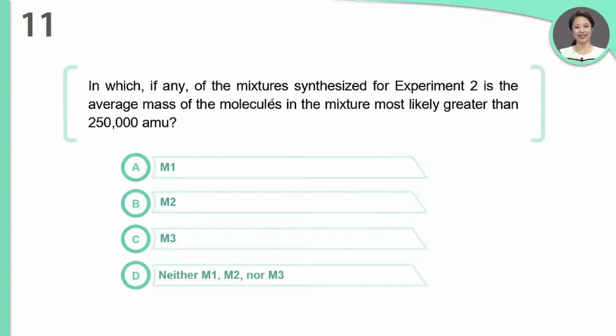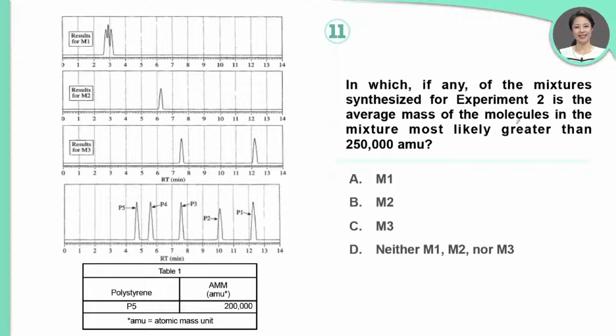Question 11. In which, if any, of the mixtures synthesized for experiment 2 is the average mass of the molecules in the mixture most likely greater than 250,000? Okay, let's go back to experiment 2. The question says greater than 250,000. P5 is 200,000, and 250,000 is greater than 200,000. So it has to be around here.